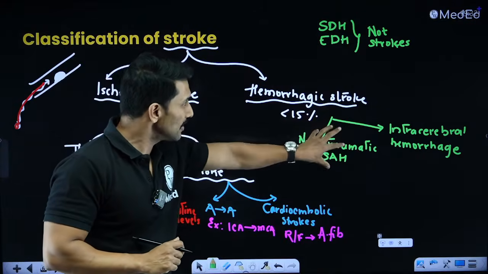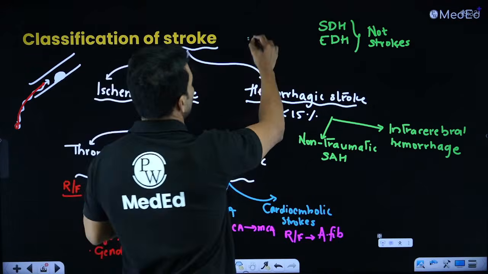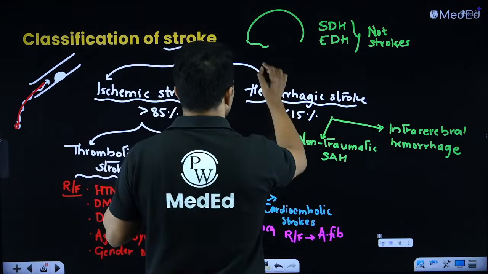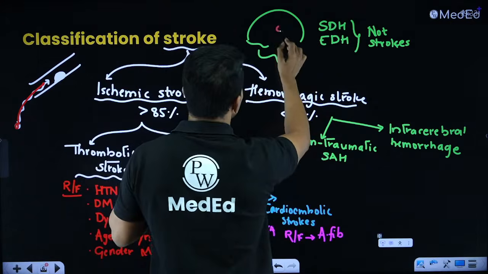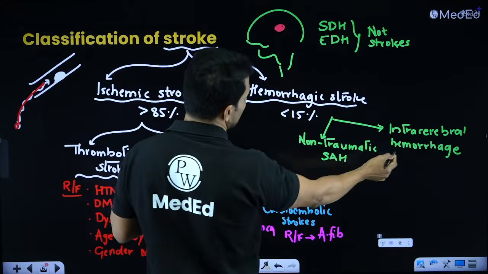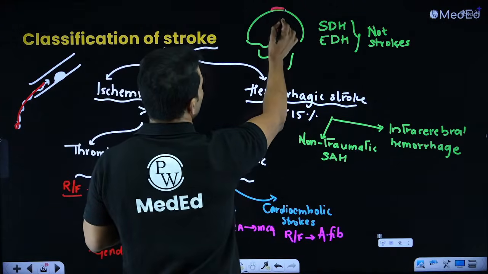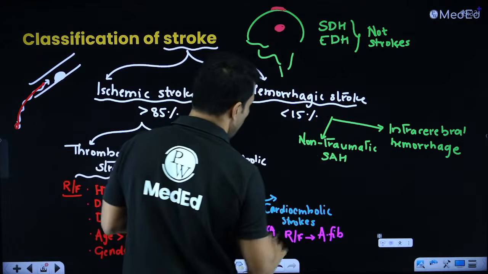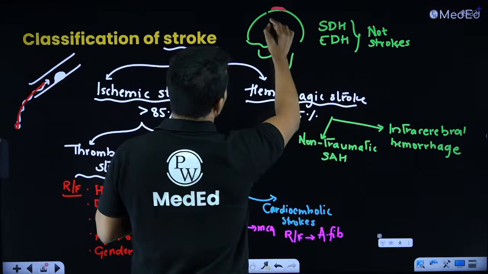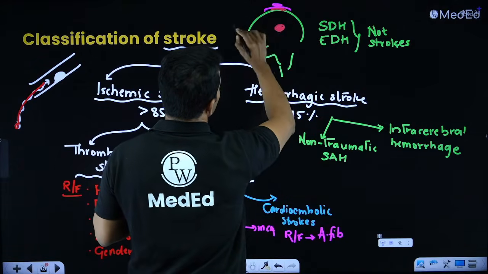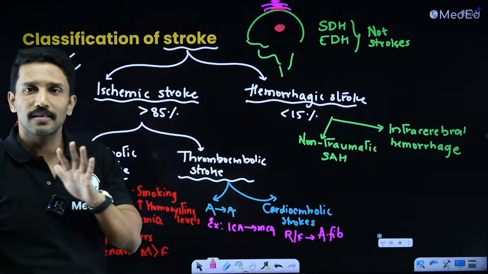Okay, why are these strokes and why are subdural and epidural not strokes? If I have the brain here, and I bleed inside the brain's tissue, it is intracerebral hemorrhage, right? Then if I bleed in the subarachnoid space, if it is non-traumatic, that is also hemorrhagic stroke. But if I bleed in the subdural space or epidural space, they are not considered strokes.